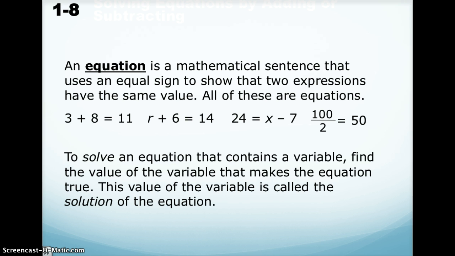To solve an equation that contains a variable, find the value of the variable that makes the equation true. This value of the variable is called the solution of the equation.